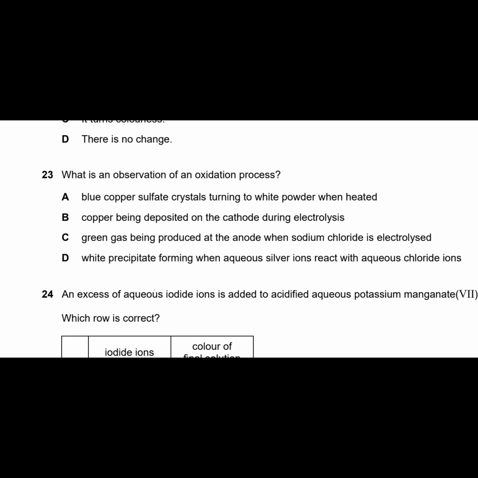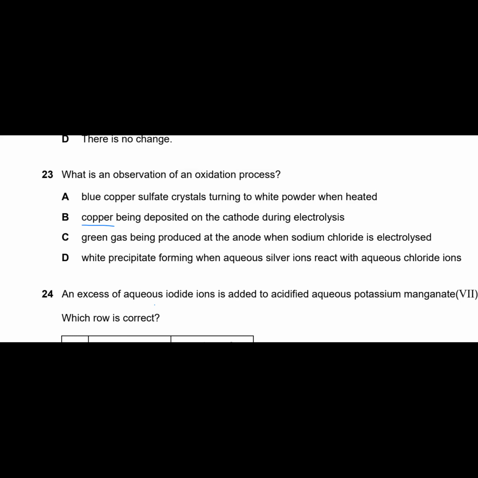At the cathode, reduction happens, right? Copper ion becoming copper metal. Copper ion is 2+, the ion from solution. Copper 2+ becomes copper metal. Copper metal is 0. So is it oxidation or reduction? 2+ to 0. It's reduction.